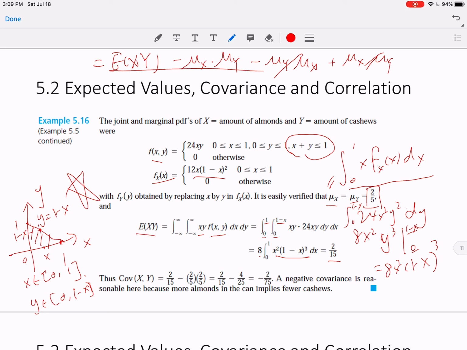Once we have the value of E of xy, we can just apply the formula: E of xy minus mu sub x times mu sub y. That is 2 over 15 minus 2 over 5 times 2 over 5, because that's the value of mu x and mu y. Then we get the covariance is negative 2 over 75. Since the value is negative, we see that there is a negative relationship between x and y in this case.